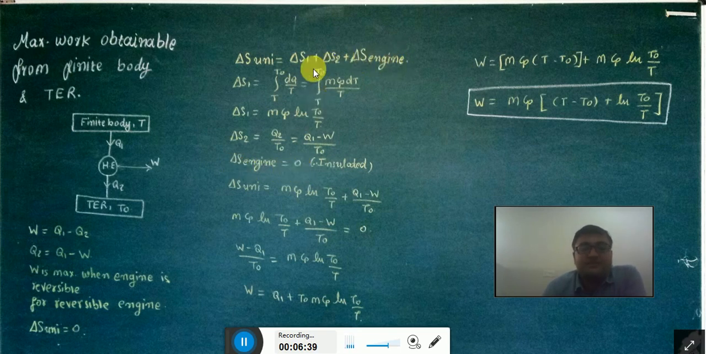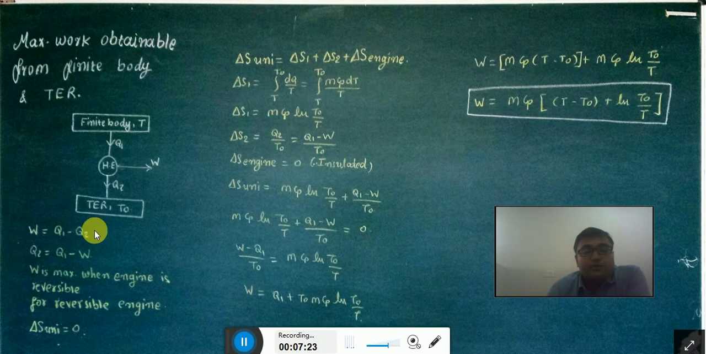So delta S of engine is equal to 0, and delta S1 is equal to mcp ln T0 divided by T. From this equation, we can say dQ by T, and instead of dQ, we are putting mcp dT. So mcp is common, and the integration of dT by T is ln T0 minus ln T. By applying the log theorem, log 1 minus log 2 is equal to log 1 divided by 2, the equation would be mcp ln T0 by T. So delta S1 value is obtained. Delta S2 value is nothing but Q2 divided by T0.